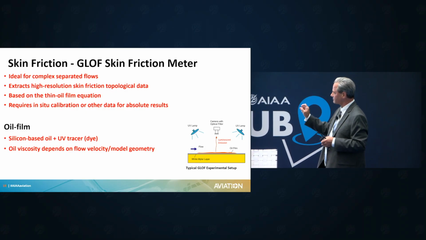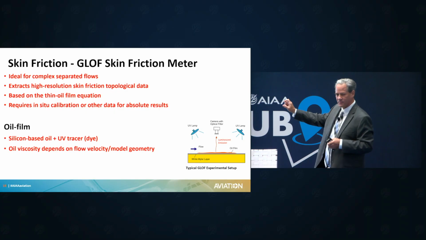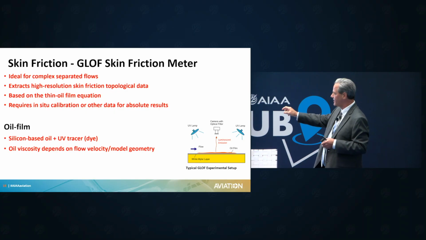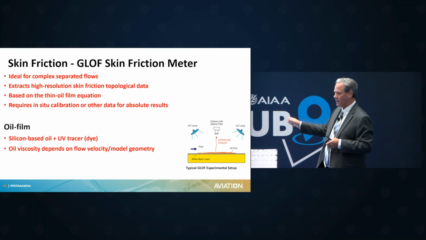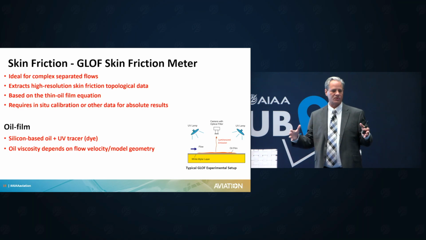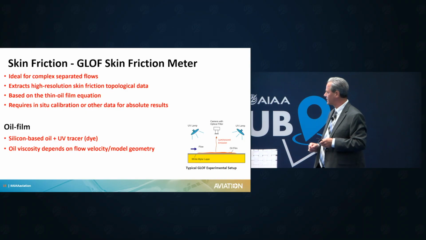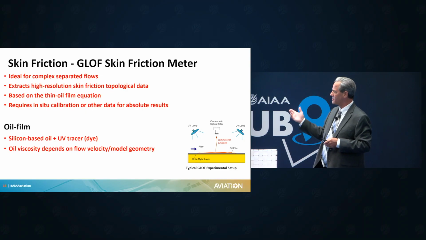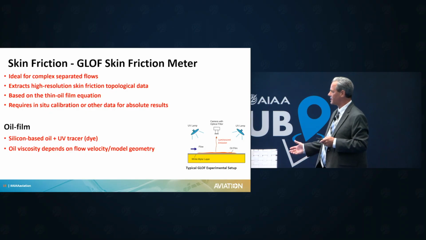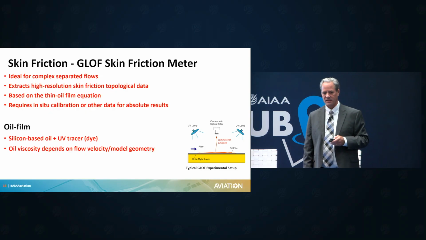We have a thin oil that's doped with a luminescent dye, and it's excited with a UV lamp. It's placed on a mylar layer. In the case of the residential building, we had mylar on top of the 3D printed buildings. And it's silicon-based with the UV tracer. And again, typically we use around 100 to 200 centistokes.